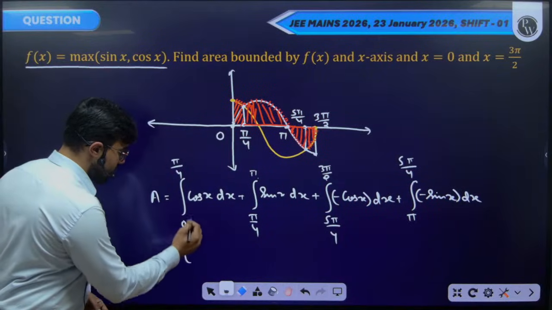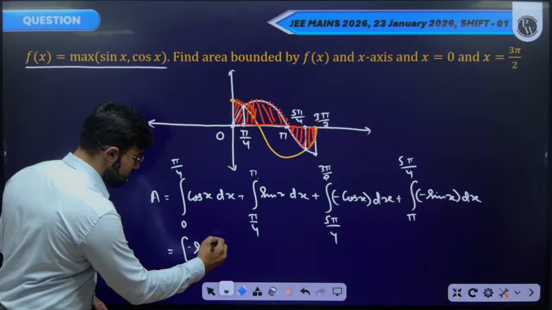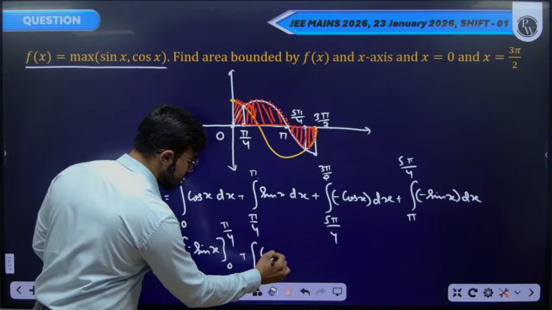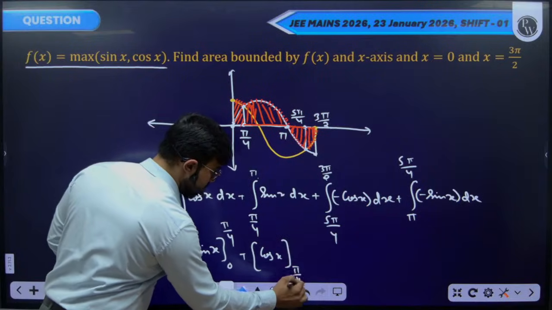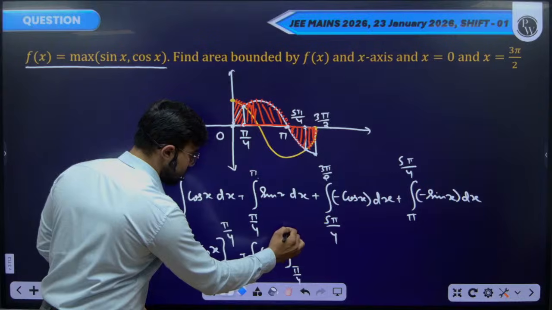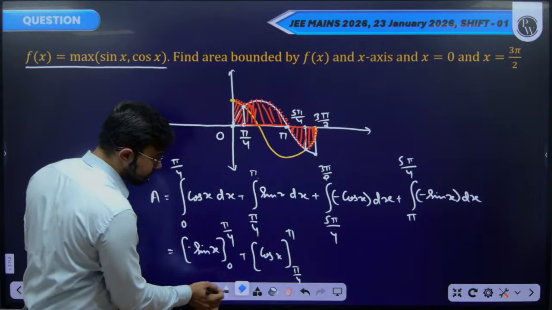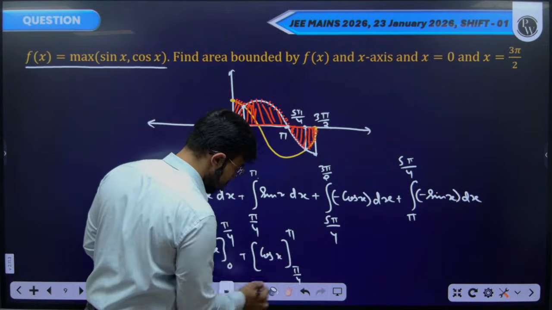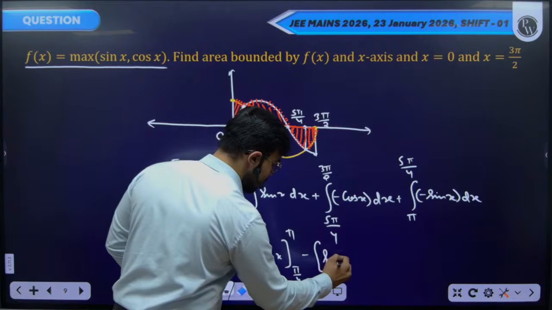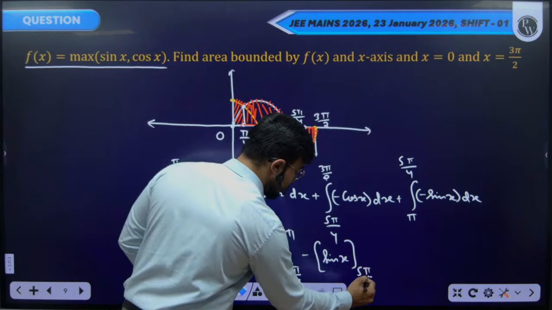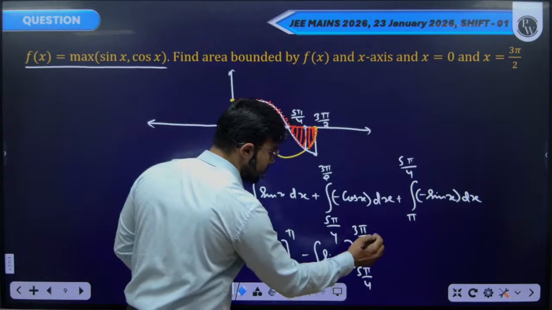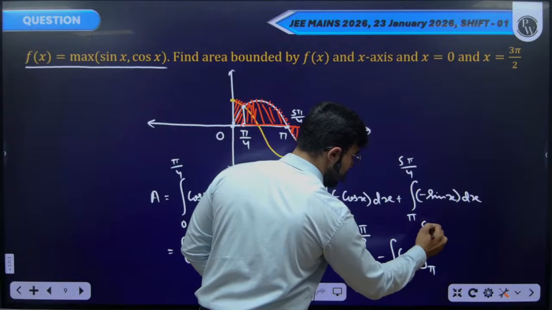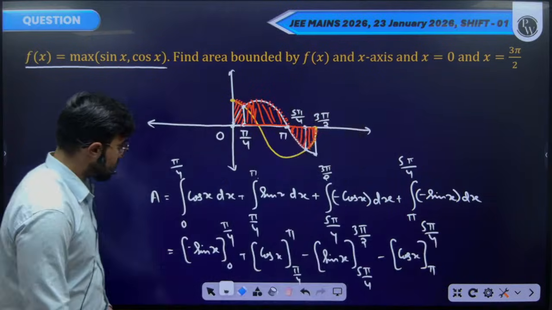Now just integrate. What is the integration of cos x? This is sin x from 0 to pi by 4. This value is minus cos x from pi by 4 to pi, and plus the integration of minus cos, which is minus sin, from 5 pi by 4 to 3 pi by 2, and the integration of minus sin x is cos x from pi to 5 pi by 4. Now just calculate this value.